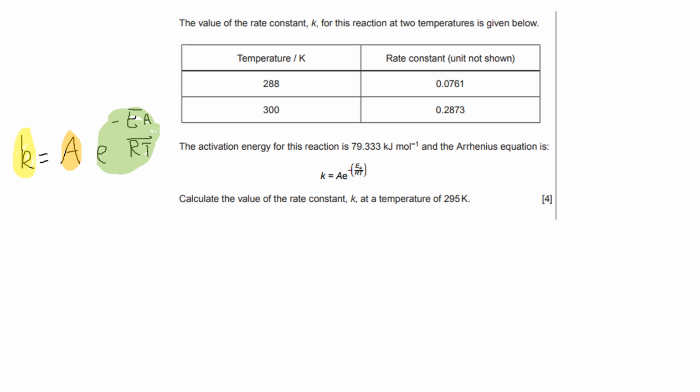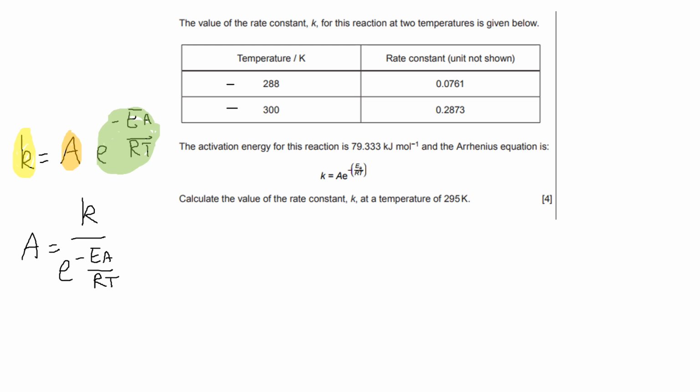And therefore our new equation is A equals k divided by e to the minus Ea over RT. So we've just rearranged it at this stage. Possibly a mark for doing that, just for rearranging the equation. Now at this stage we need to plug some numbers into the equation to work out what A is. It doesn't matter which of these two reactions you use, as long as you just stick to one of them.